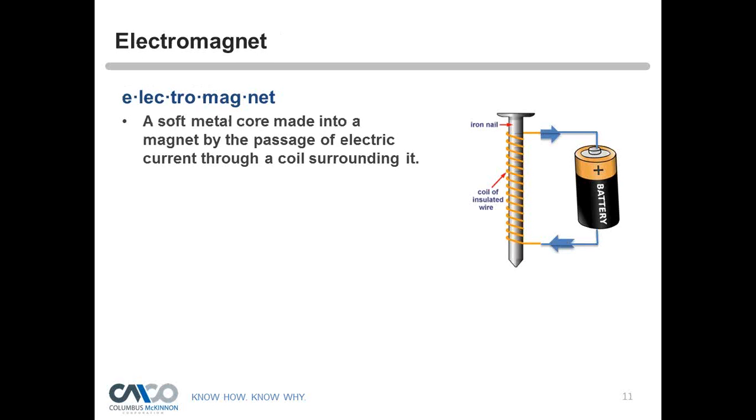Okay, so if we take a wire and wrap it around a nail, we create an electromagnet: a soft metal core made into a magnet by passage of electric current through the coil surrounding it. I don't know if you ever did that experiment in grade school, but that creates a magnet. That's basically the basis for an electric holding brake in a hoist. It's a very large electromagnet, and we use that very simple principle, but at a higher voltage, of course.